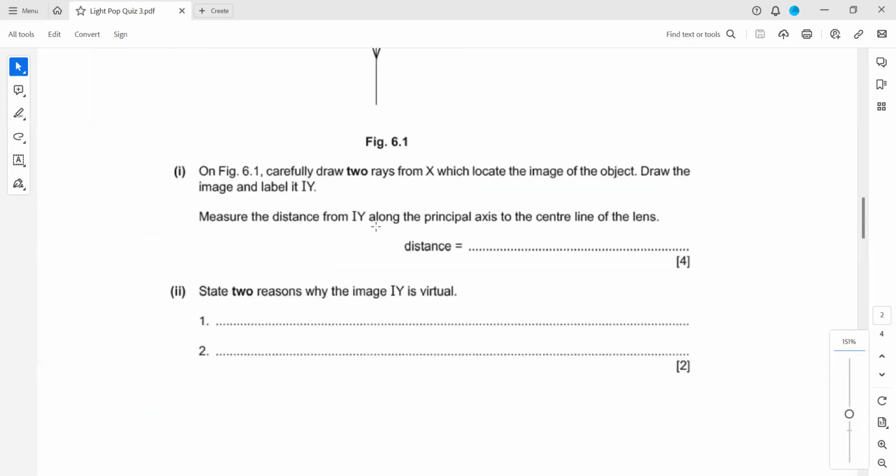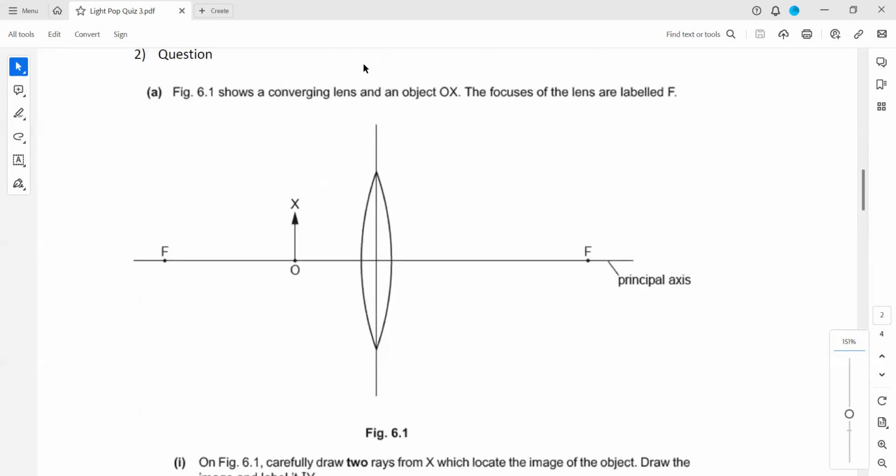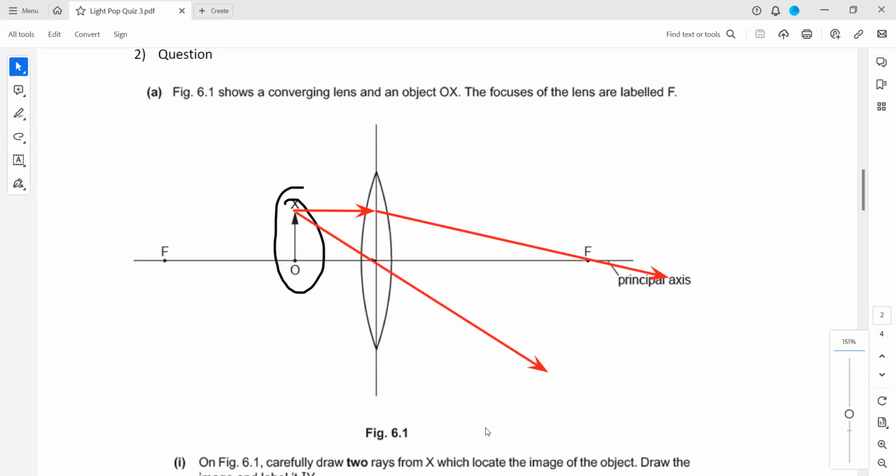So the reason why the image is virtual is that the object is between the focus and the lens. Whenever the object is placed between the focus and the lens, the image will always be virtual, like it cannot be seen on the screen. And why is the image virtual? Because the light rays from the object will never meet or intersect by themselves. When we draw the light rays from the tip of the object, one passes through the focus, and one through the center will pass straight. So they will not meet by themselves.